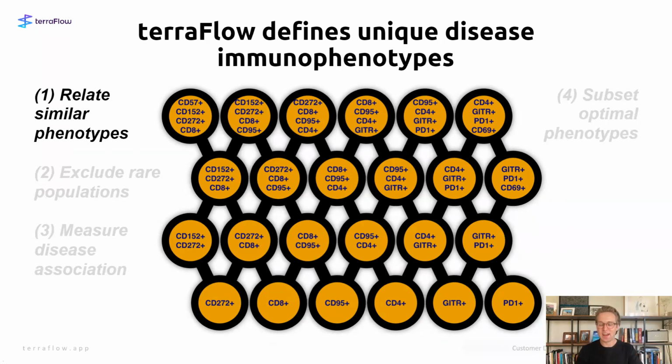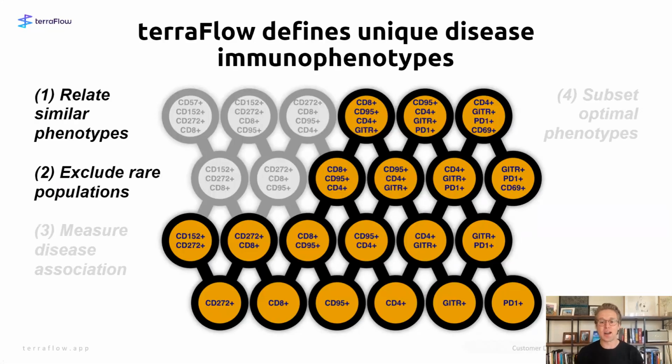So what terraFlow does is, rather than pitting these phenotypes against each other, we create a network that represents every cell type you could possibly look at. So the first level is combinations of 1, combinations of 2, combinations of 3, and so on. Then we exclude populations that do not exist in our data. So some of these combinations don't actually exist in biological data sets, and so we don't have to worry about them.